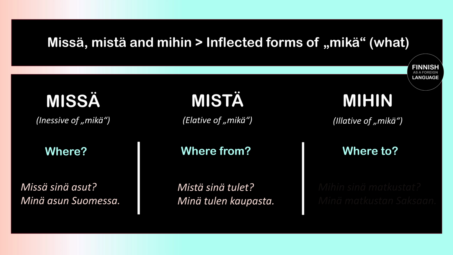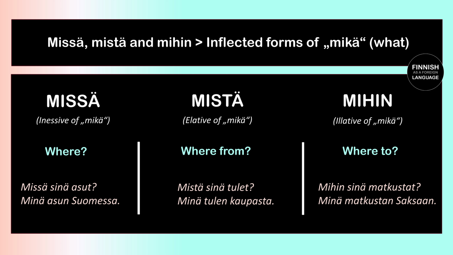Minä means I. Tulen is the first person singular present tense of the verb tulla, which means to come. And kaupasta means from the store. It's the elative case of kauppa, which means shop or store. And then we have the question mihin, which means where to. For example, mihin sinä matkustat? Mihin sinä matkustat means where do you travel to?